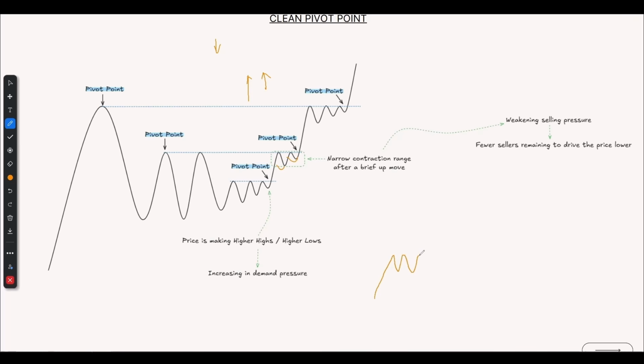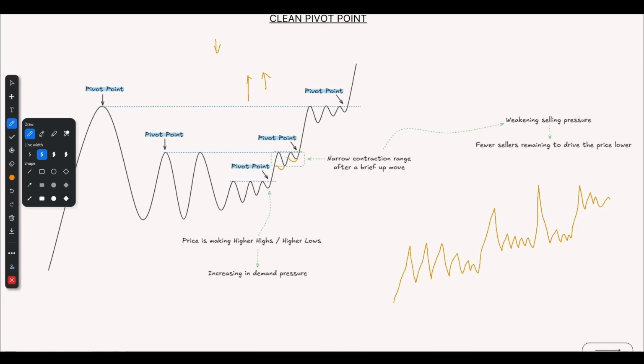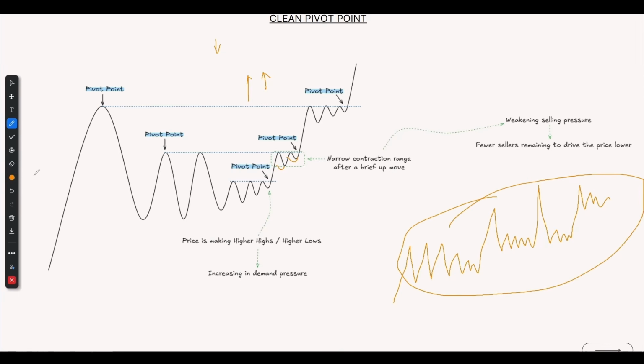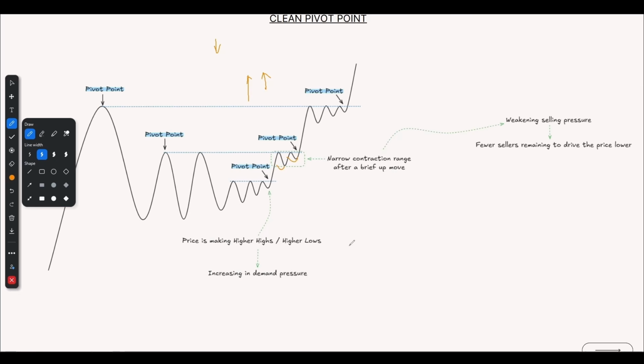This is a clean example of how demand pressure increases at each higher high and at each higher low, and this is an example where there is no dominance between the buyers or the sellers. Okay, and we would avoid this kind of setup in any kind of market, and this is another kind of setup that we would like to ignore.